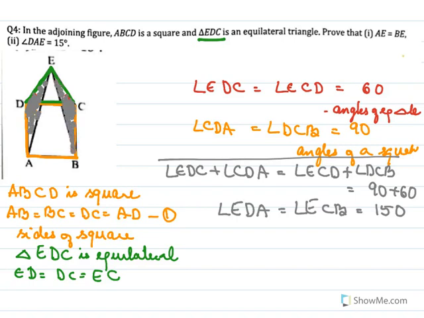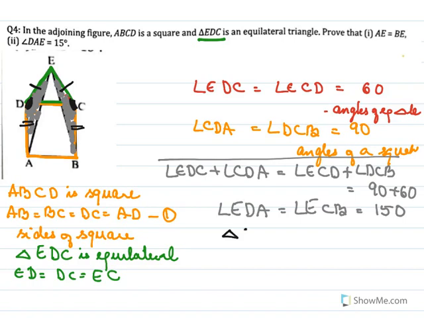Now if you take these two triangles, we have this triangle and this triangle, you see they are congruent by which test? By SAS test. Here DE equal to EC, DA equal to CB, and this angle equal to this angle. So by SAS test the triangles are congruent. So we write that.